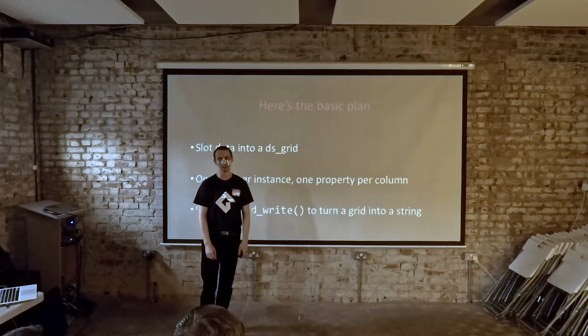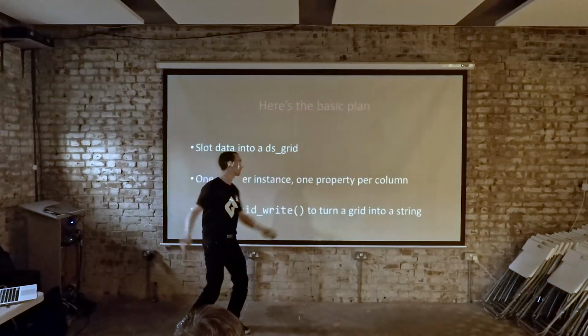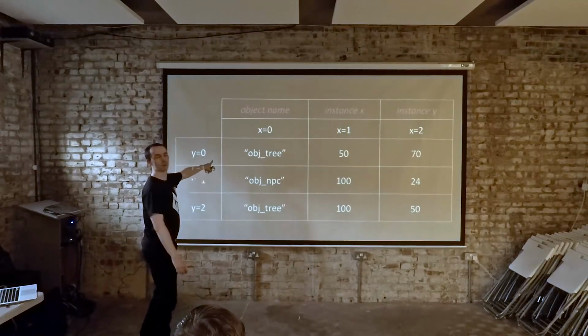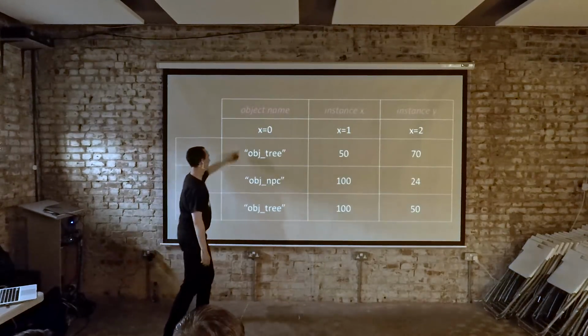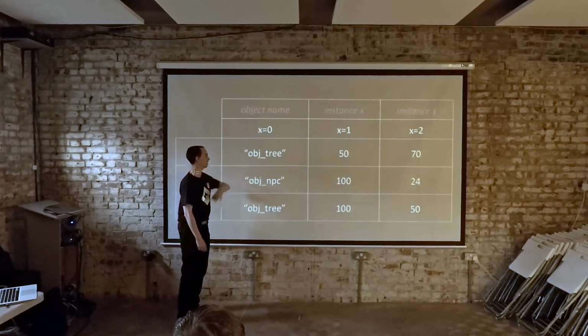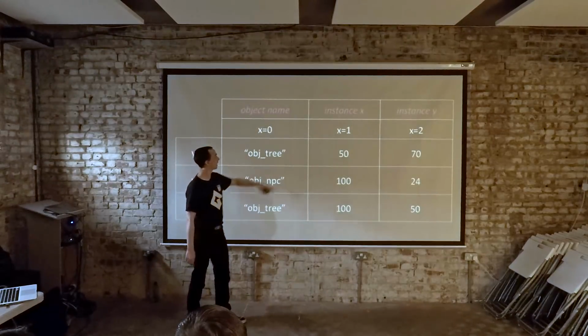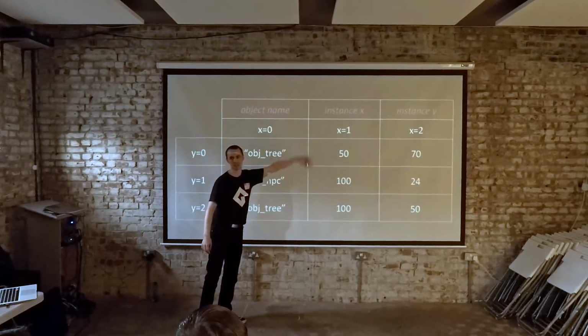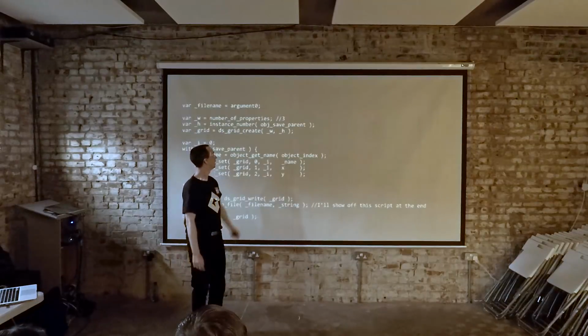That is a bug, though. That's not how it's intended to work. So imagine it does work. Imagine it's perfect. This is what our table looks like. It's a spreadsheet. Here's 2 instances of object tree. Here's another instance of object NPC. And then we've got some data over here for its x and y coordinates. Simple. Here's the code that does it.